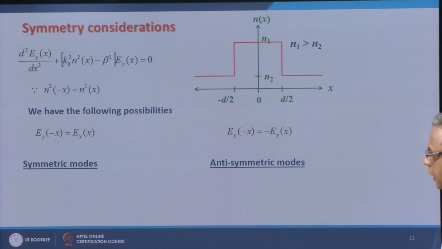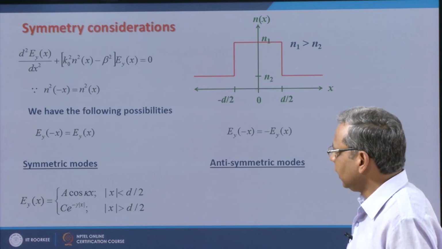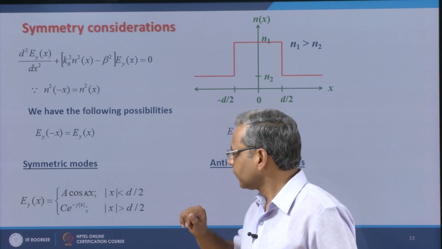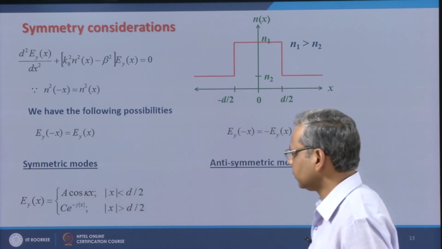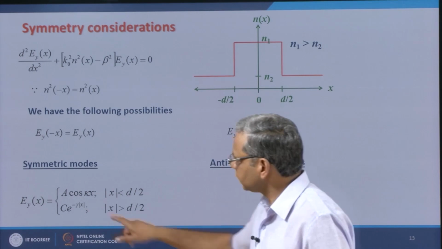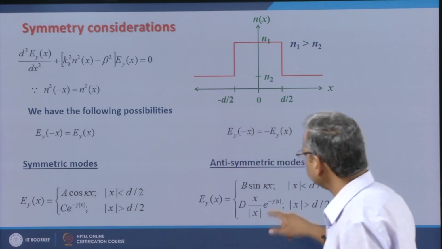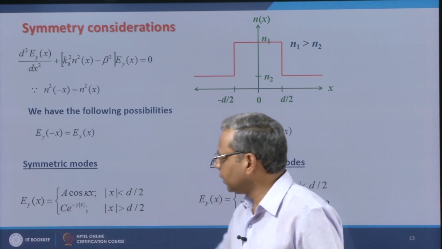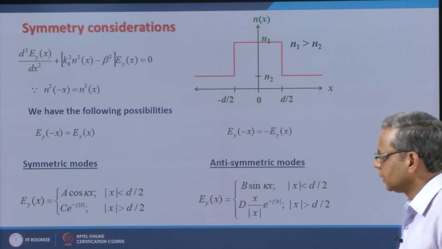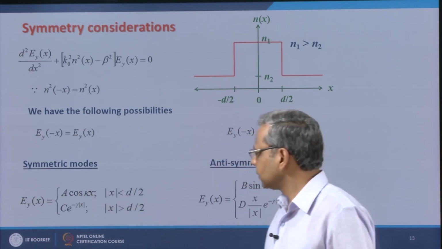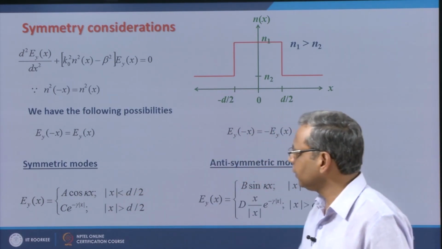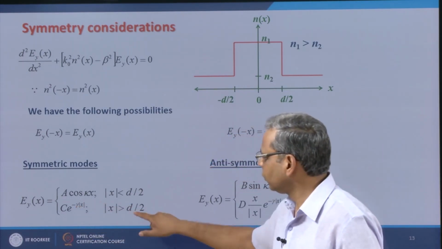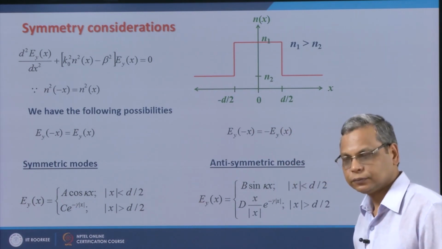The simplification it introduces is that out of those two functions cosine and sine, I can pick one here and one here. Since cosine is the symmetric function and sine is the antisymmetric function, symmetric modes would now be represented by Ey of x equal to a cosine kappa x for mod x less than d by 2, and c e to the power minus gamma mod x for mod x greater than d by 2.